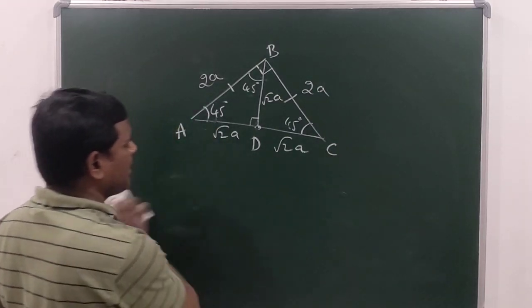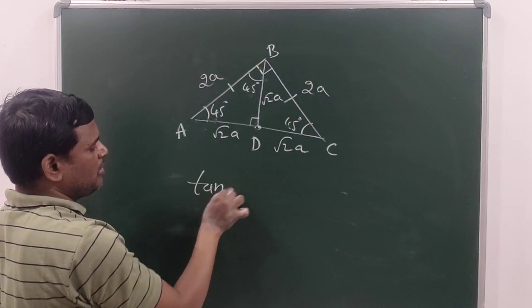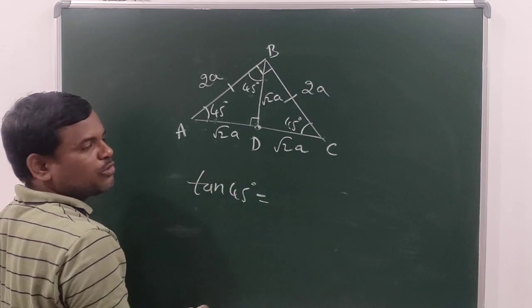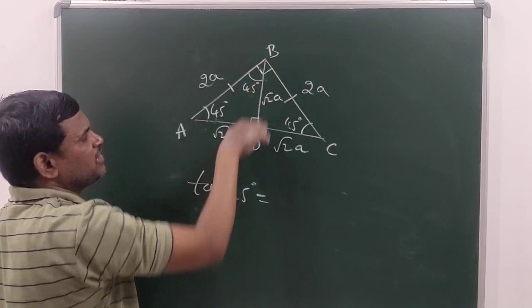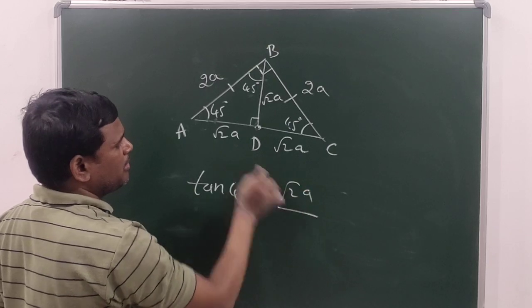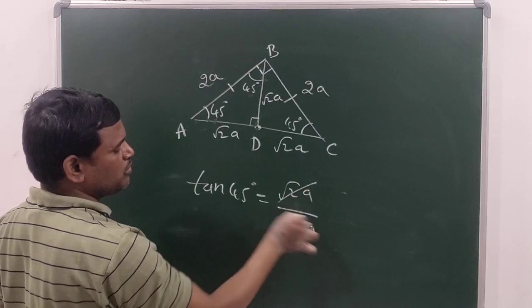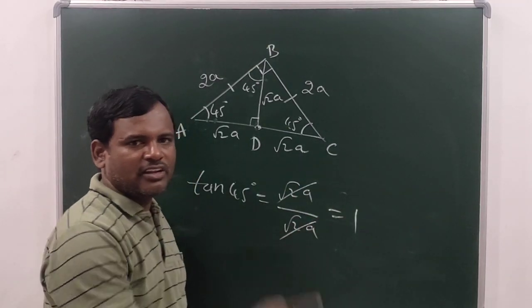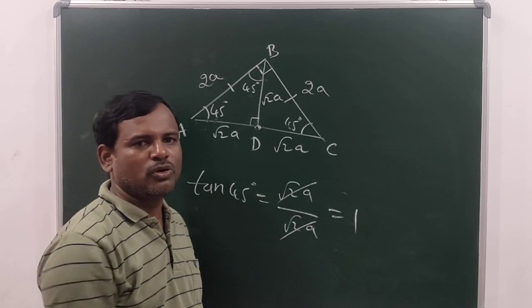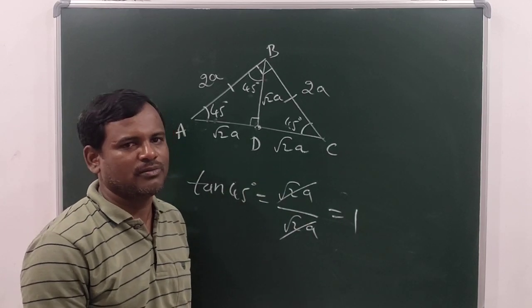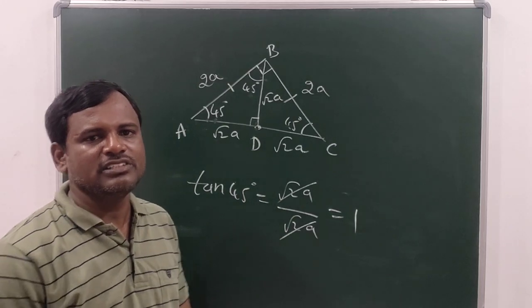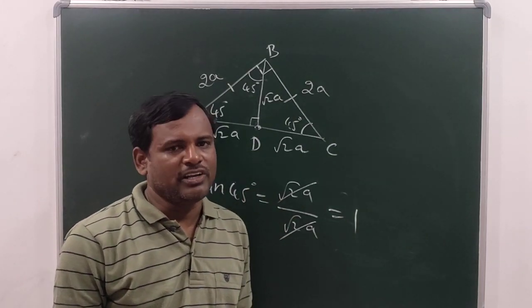And let us define tan 45. Now tan 45 is equal to, with respect to this 45 degrees, opposite root 2a by adjacent root 2a. Both cancel, giving 1. Tan 45 is 1. Then its reciprocal, cot 45, is also 1. Now we have defined all these ratios at 45 degrees.